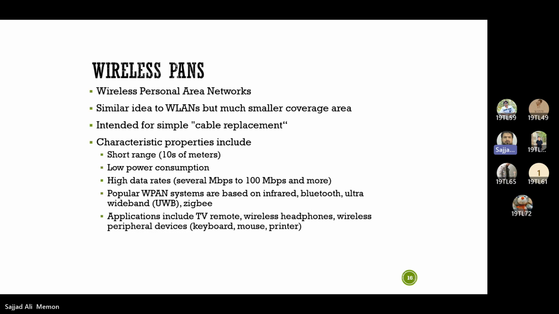Applications include TV remote, wireless headphones, wireless peripheral devices, keyboard, mouse, printer. So even now the iPod that we have is again connected by Bluetooth. So all these applications come in the wireless personal area network, smaller in size than the wireless local area network, than the Wi-Fi.